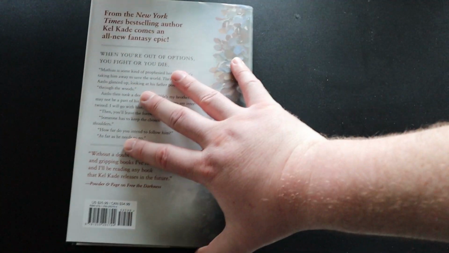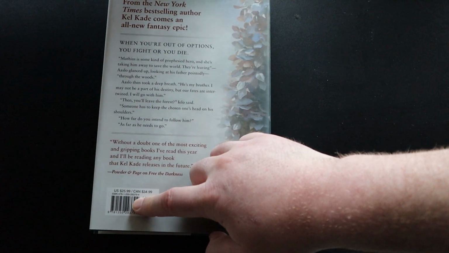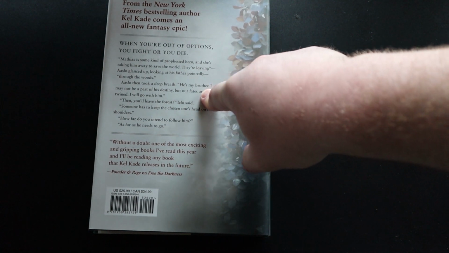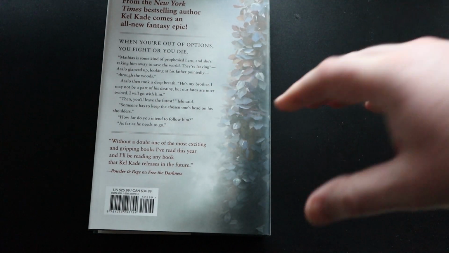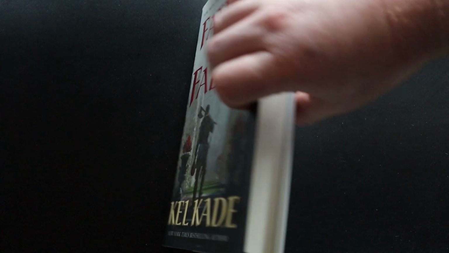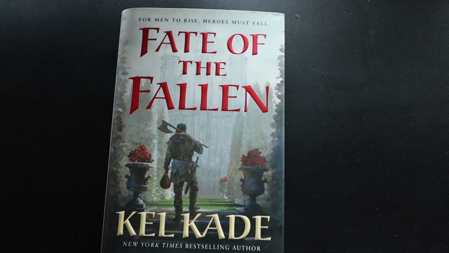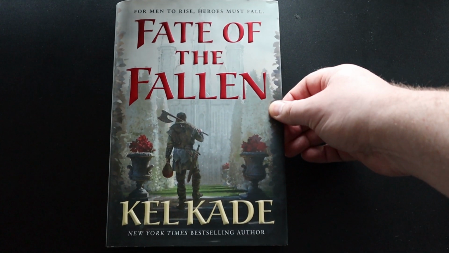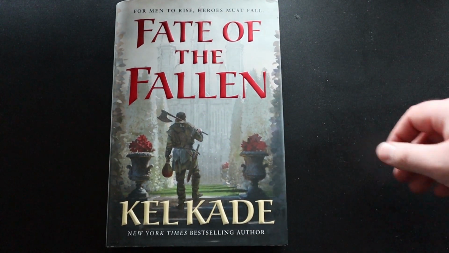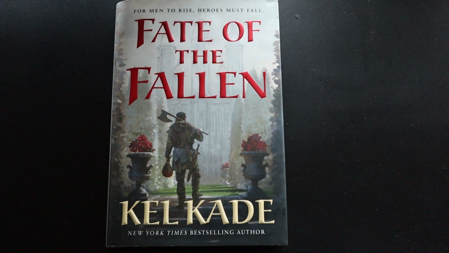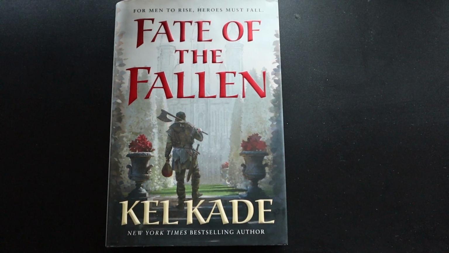So that is Fate of the Fallen. It has a cover price of $25.99 if you get the hardcover. Obviously, you can get the paperback or just the online version cheaper. I like hardcovers, so that's what I get. Bought at Barnes & Noble on sale, so check it out. Again, check out King's Dark Tidings. I really enjoyed both books, both really solid series.